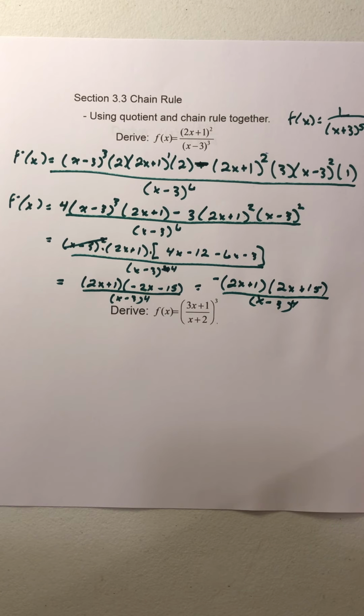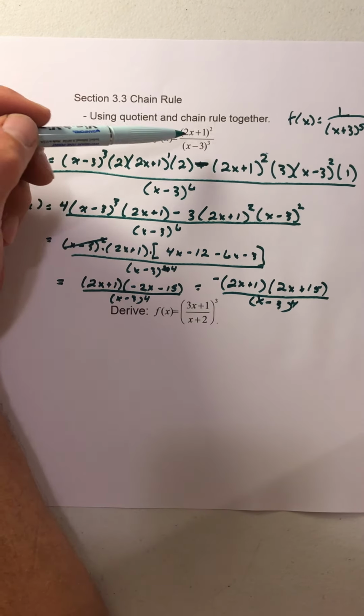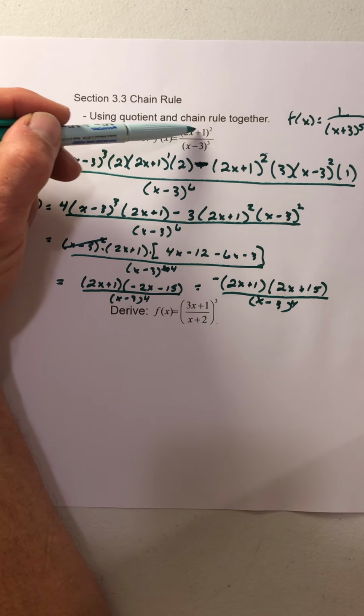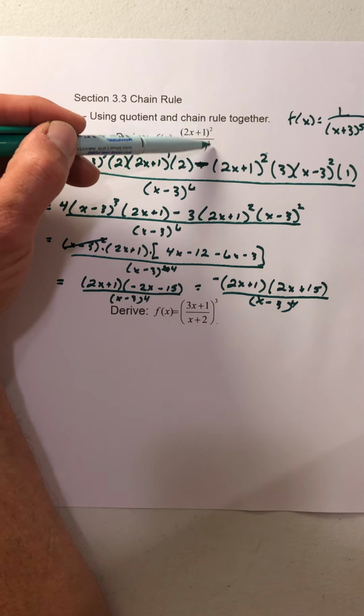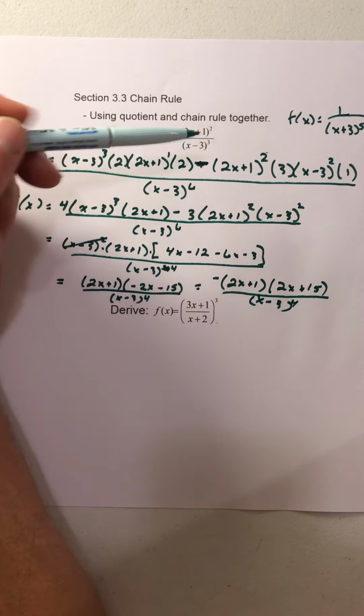In the second example, I want you to notice that it's set up slightly different than the first. We see in the first we had two different quantities to two different exponents.